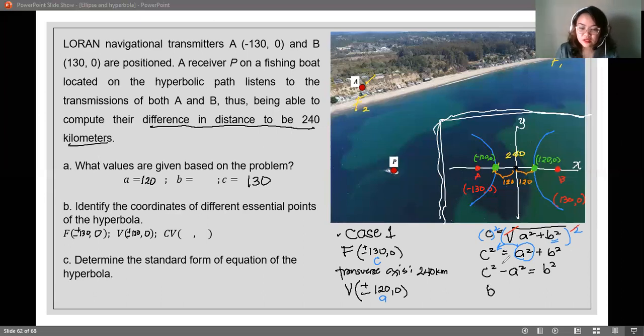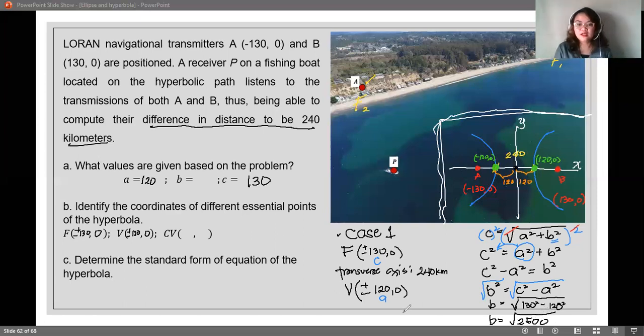We are looking for the value of b, so we get the square root of both sides. b squared is equal to c squared minus a squared. We just flipped it, it's the same. And then get the square root of both sides because we are just looking for the value of b. We now have b is equal to the square root of c squared, which is 130 squared, minus a squared, which is 120 squared. Having that simplified, we arrive at b is equal to the square root of... is it 5,000? No, it's 2,500, because we have 16,900 minus 14,400. You could use your calculators here. So we will arrive at 2,500. Therefore, b is now equal to the square root of 2,500.